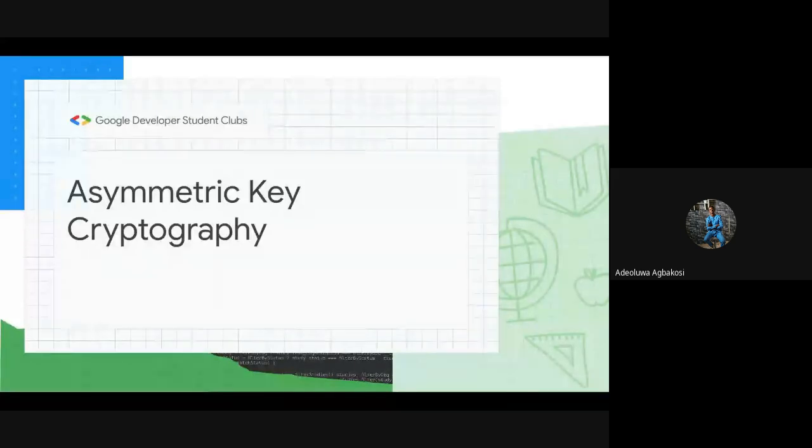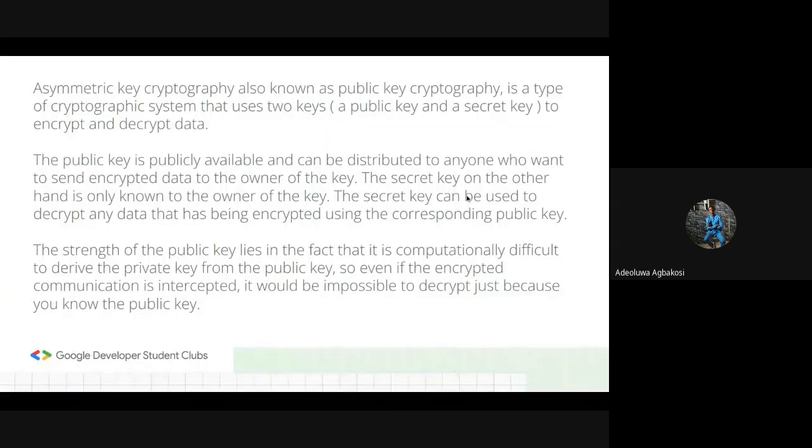Okay, now let's move on to the next thing. We're moving into asymmetric key cryptography. Asymmetric key cryptography is also known as public key cryptography. It's a type of cryptographic system that uses two keys. It makes use of a public key and a secret key. It uses the public key to encrypt data, and it uses the secret key to decrypt data.